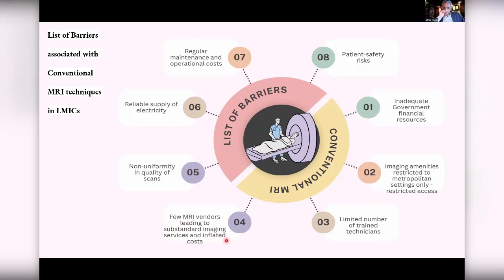And the MRI vendors, obviously, there are a few MRI vendors, and there's somewhat of a monopoly, which causes inflated costs. And since the MRIs are not enough, there's a non-uniformity of quality of scans, and the supply of electricity is always an issue. Right now, as I'm speaking, in the back of my mind, I have this fear that the electricity may suddenly go off, and I will have to start my generator, which will interrupt this for about a minute. But this is an issue all over the country. And then the regular maintenance and operational costs are much higher in the conventional MRI, and the patient safety risks are also an issue.